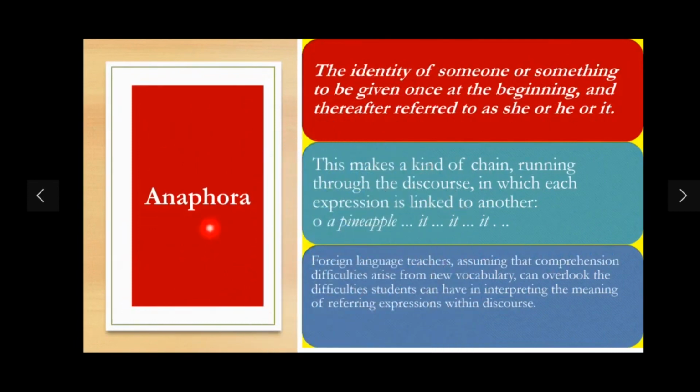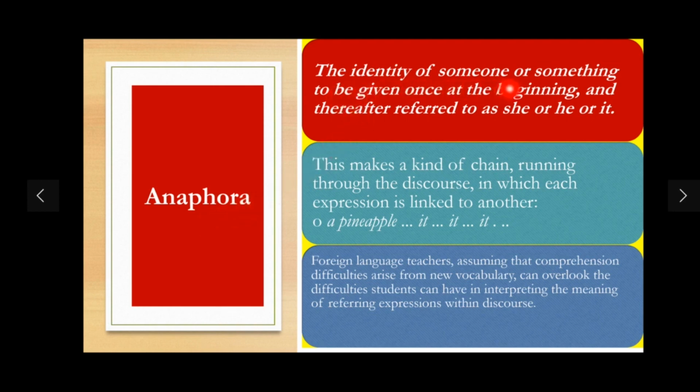The first example of a referring expression is anaphoric reference. So what is anaphora? In anaphora, first we use a word, most often a noun, followed by a pronoun. For example, if I say "Ahmad is my best friend," and then I say "he is of my age," and then I say "he." So first I use a word and then it is followed by a referring expression.